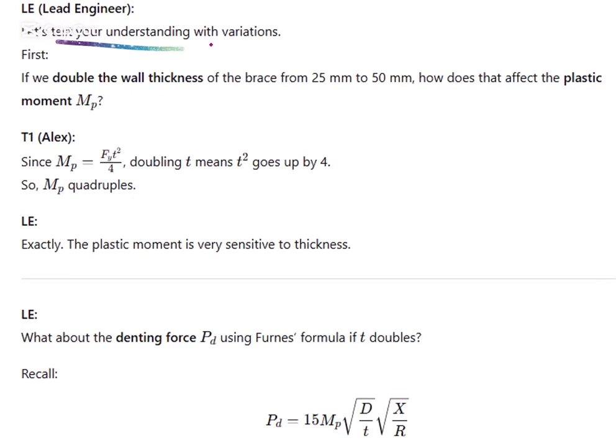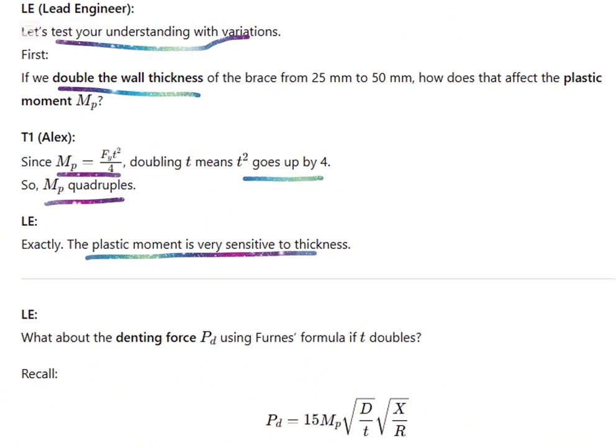Let's test your understanding with variations. If we double the wall thickness of the brace from 25 mm to 50 mm, how does that affect the plastic moment MP? Since MP equals Fy t squared by 4, doubling t means t squared goes up by 4. So MP quadruples. Exactly, the plastic moment is very sensitive to thickness.